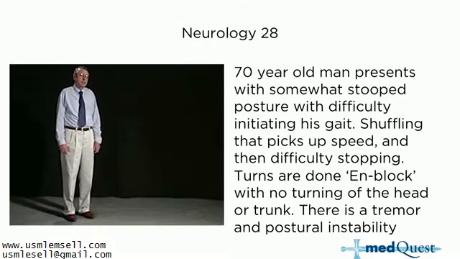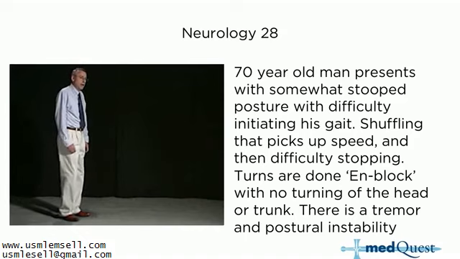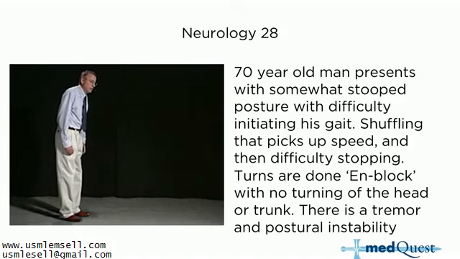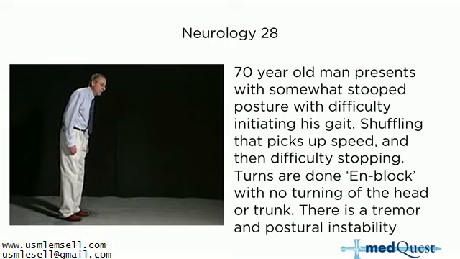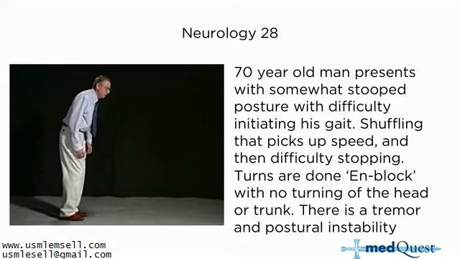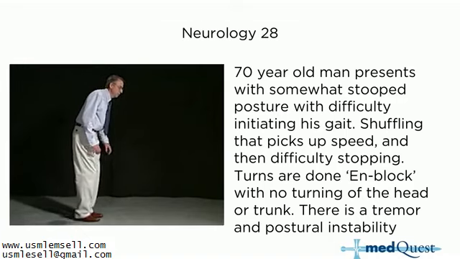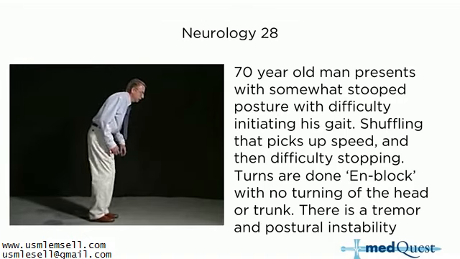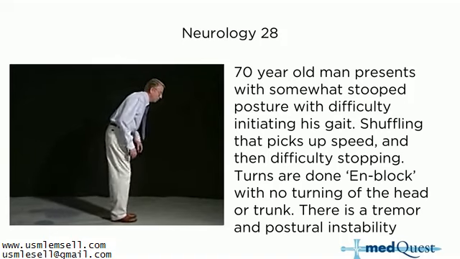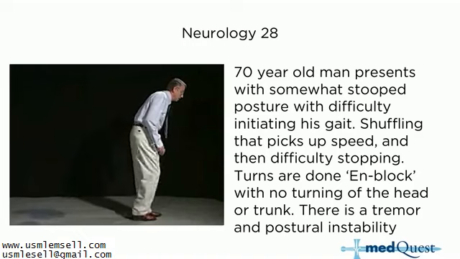This gait is a hypokinetic gait. The prototype is Parkinson's or Parkinsonian type of gait, in which the patient will have a posture in which he'll be stooped over, leaning forward, and will have difficulty initiating gait. When the gait is initiated, there are small steps. Oftentimes there's a tremor associated with this. And as the gait progresses, there may be a picking up of speed, or what's called a festinating gait.